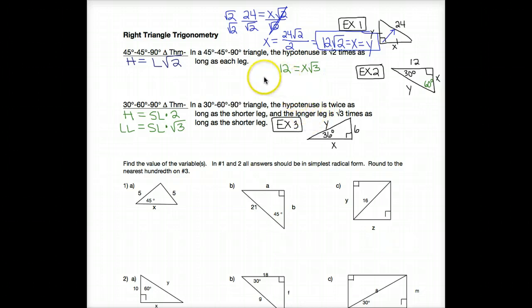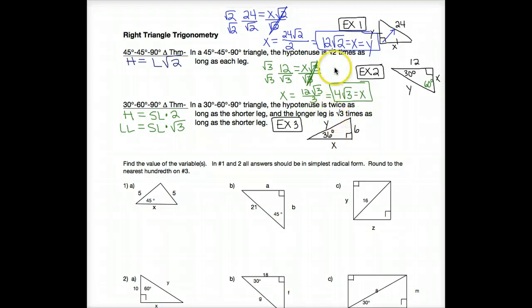So this setup looks extremely similar to what we had here. In order to get my variable alone, I have to first divide by my radical. And just like in example 1, these are going to cancel, but here I'm going to have to rationalize. So multiply by radical 3 on top and bottom, which is going to give me 12 radical 3 on the top, 3 on the bottom, which then the 12 and the 3 will reduce. And so I now know that x is 4 radical 3.